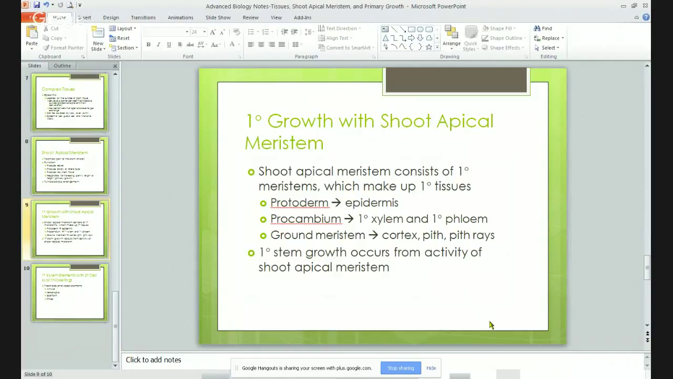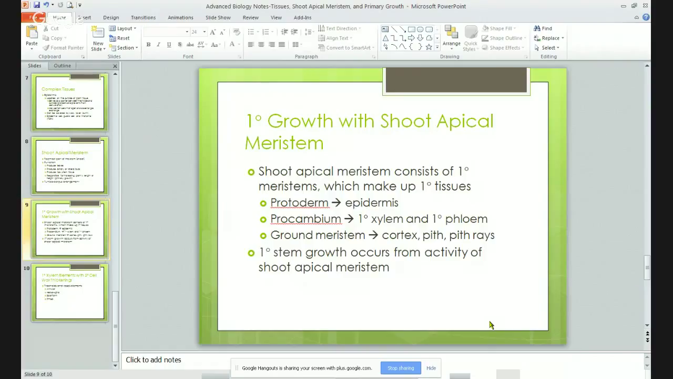But you can see on the outside and on the sides of the stem I've drawn the epidermis. Remember, your epidermis is a primary tissue. So in parentheses, I've labeled this as your protoderm because that's your primary meristem. Your epidermis there makes the outside covering of your stem and leaves.